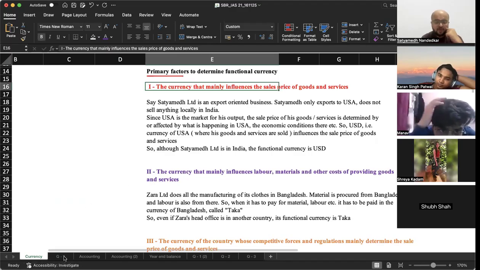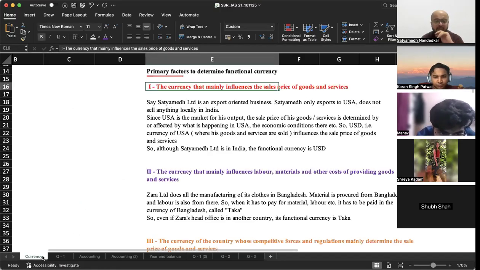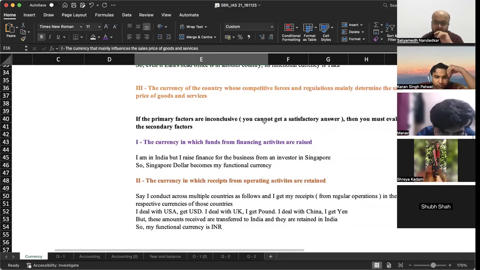So if you look at the first line, it appears as if dollar is the functional currency. If you look at the cost side, it feels as if pound is the functional currency. So your primary tests are inconclusive, right? You cannot get a satisfactory answer. So you must evaluate secondary factors.